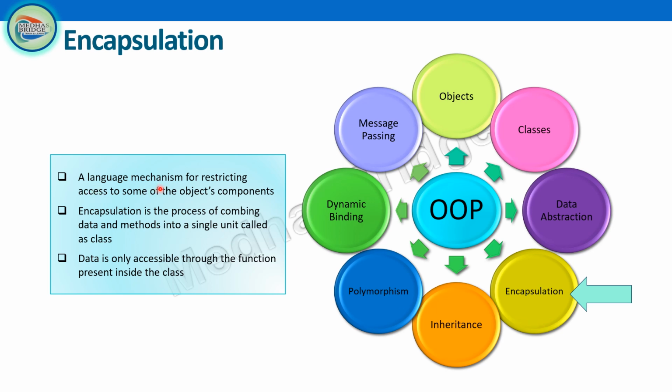A language mechanism for restricting access to some of the object's components. Encapsulation is a process of combining data and methods into a single unit called a class. Data is only accessible through the functions present inside the class. Let's get into a little more detail of encapsulation.